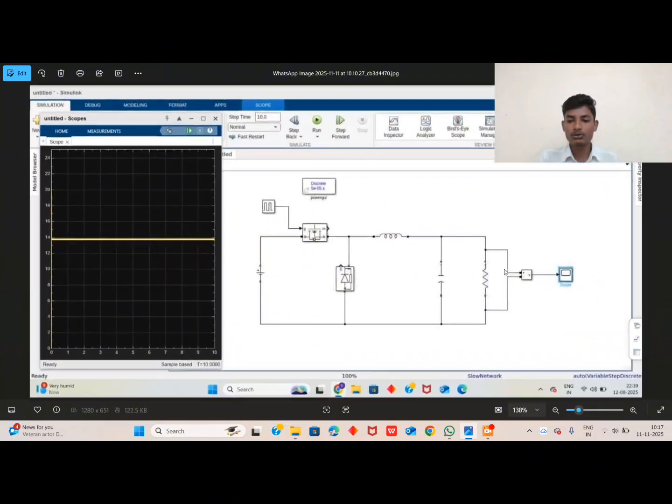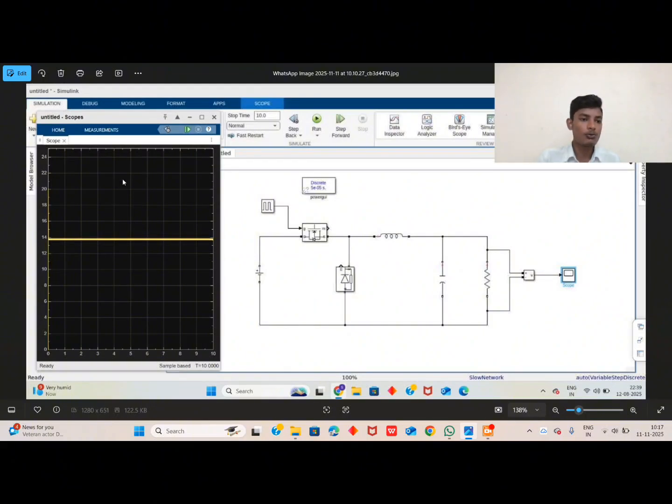Double click the scope. Here is the output waveform. There is also a powergui block, which is necessary to run the simulation, the discrete powergui block. Here is the run symbol. We can simply click it and the simulation will run. The stop time we have used is 10.0. So here is the waveform.